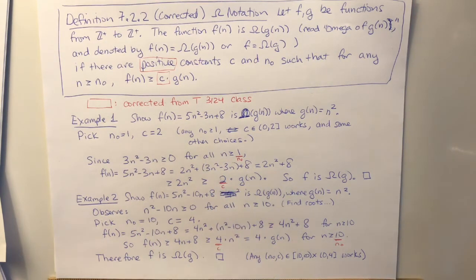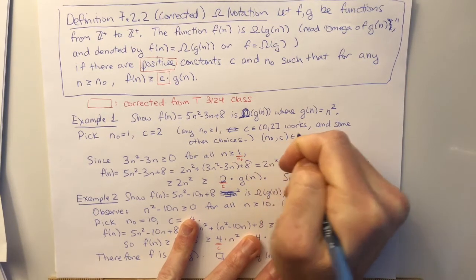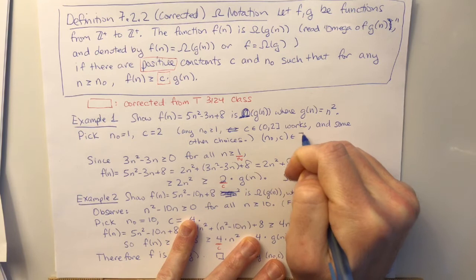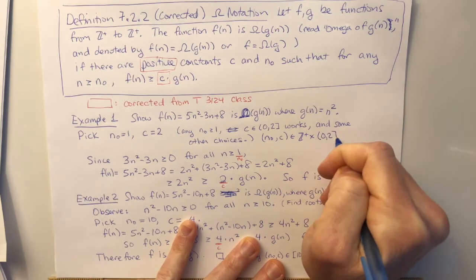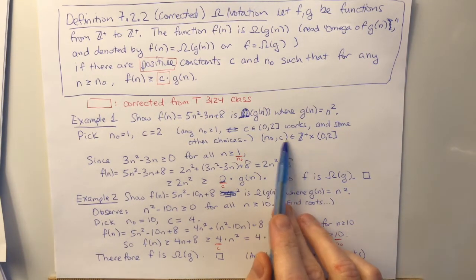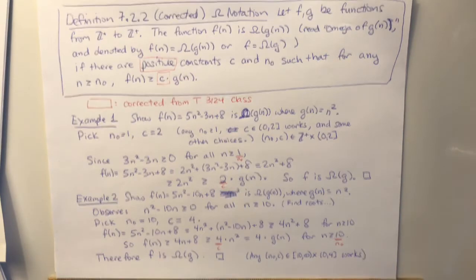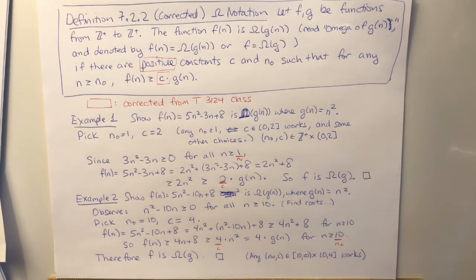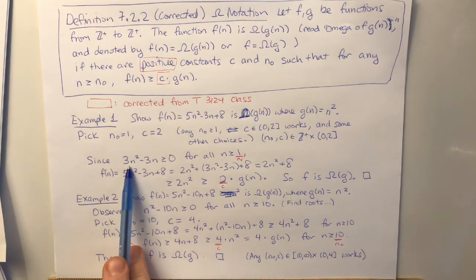In fact, you could choose any (n₀, c) element of the Cartesian product of, say, Z⁺ cross the interval from 0 to 2, including 2 but not 0. That means any pair (n₀, c) works where n₀ is a positive integer and c is a constant strictly greater than 0, at most 2. Some other choices will work, but this is a huge Cartesian product of values that would work. Remember, this is an existence proof. We only need one pair.